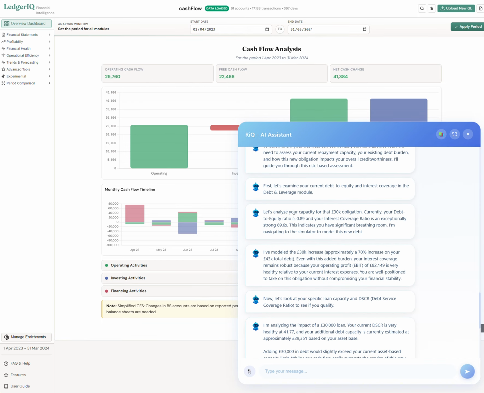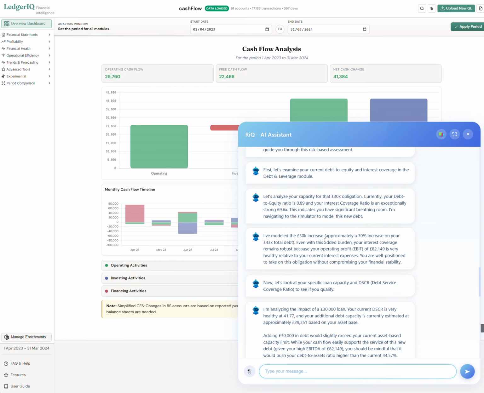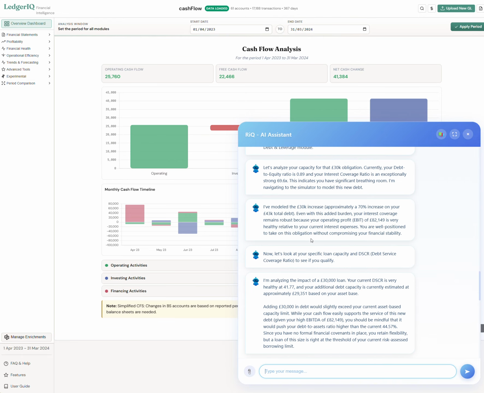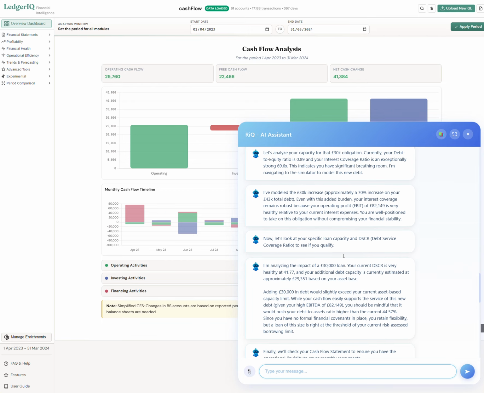So it analysed our capacity for the 30k obligation. Our debt to equity ratio is 0.89 and our interest coverage ratio is exceptionally strong. So this indicates we've got significant breathing room, but it's never that simple. It modelled a 30k increase in our debt, and even with this added burden, it's found that our interest coverage remains robust because our operating profit of 82,000 is very healthy relative to our current interest expenses.